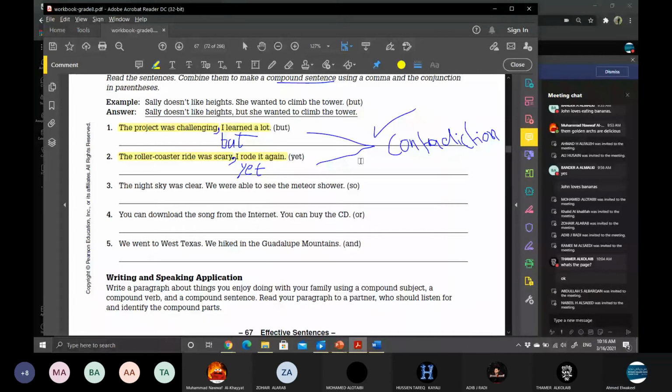But is like a full contradiction. It's like it changes the subject. It's like positive and negative, you know? Yet is positive and negative too. But is like I did something bad, but I still did something good. Yet, I still did something. So it's not a complete contradiction. Okay, nice. Not full contradiction. Bravo, Muhammad. What else?